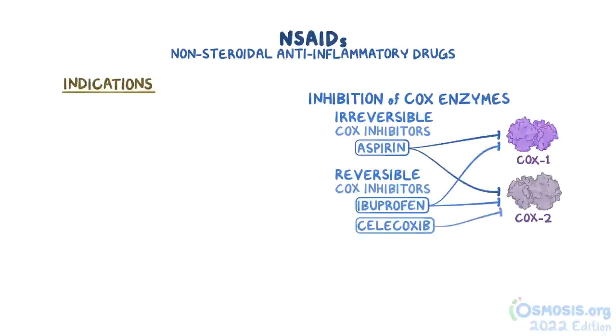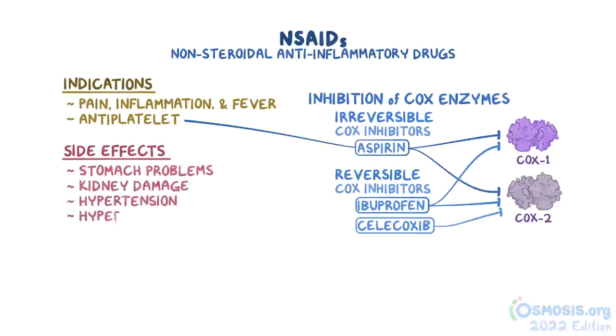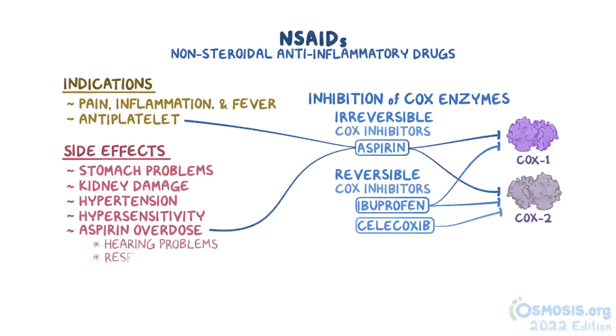All NSAIDs can be used to treat pain, inflammation, and fever, but only aspirin is used as an antiplatelet medication. Common side effects of NSAIDs include stomach problems, kidney damage, hypertension, and hypersensitivity reactions. Lastly, aspirin overdose is potentially lethal and can cause hearing problems, respiratory alkalosis, metabolic acidosis, and coma.